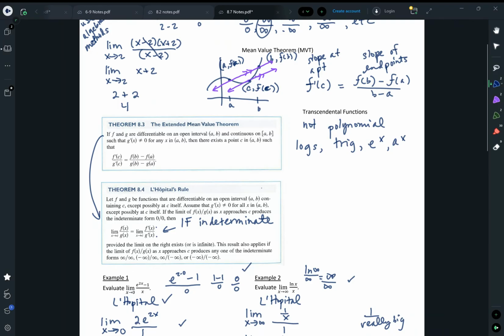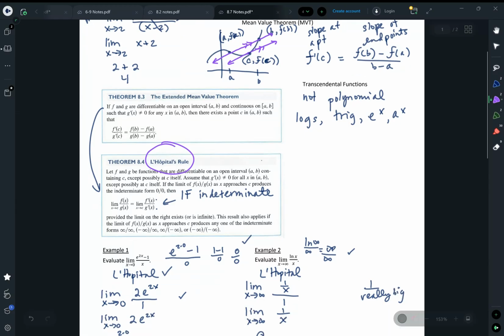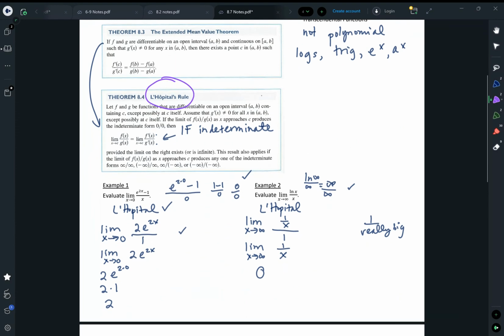L'Hopital's rule is a real game changer. It takes other limits that we've been finding and makes them a lot easier. It's just pretty quick and easy. It's pretty cool. You have to check for indeterminate first, though. If you don't check for that, that's not going to get you points on an AP test or on anything we do in class. So first show indeterminate, and then if it's indeterminate, you can go ahead and do L'Hopital's.